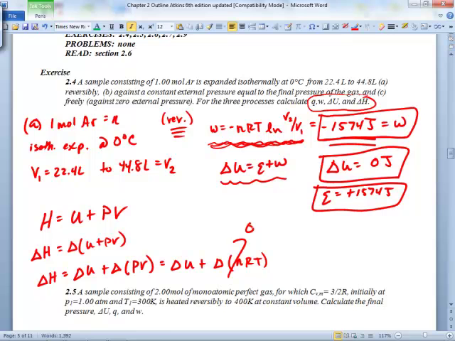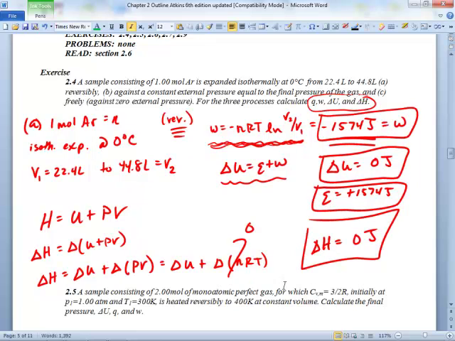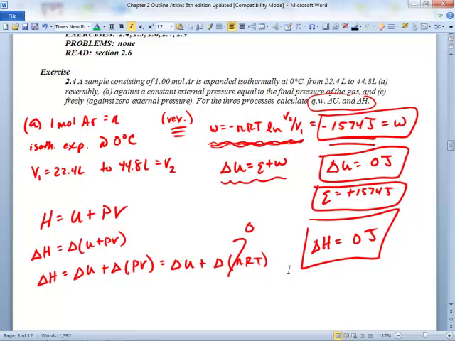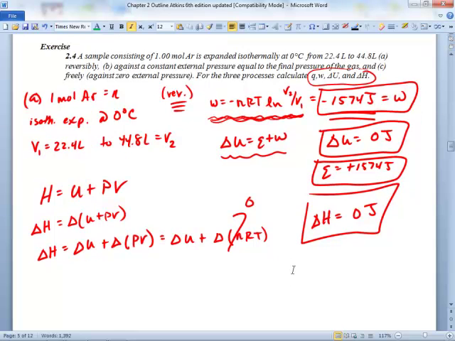What's delta H have to be? Has to be delta U. Has to be 0 again. Yeah. Right? Okay. All right, now all that was for part A. Okay? All that was for part A.